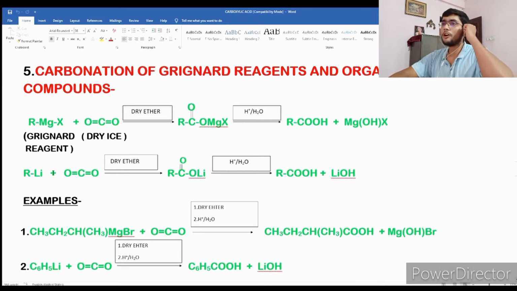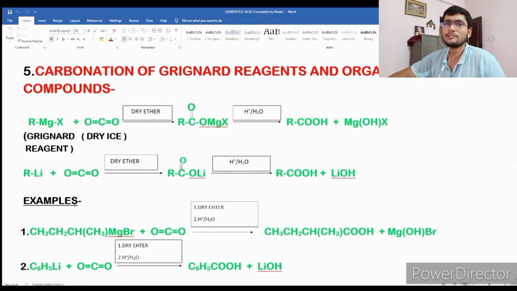The same thing goes with the organolithium compound. As you can see, this is an organolithium compound. Similarly, the addition product will be formed. This pi bond will be shifted toward this side. This will be broken as R minus and Li plus, and we will get our addition product. And by simply hydrolyzing it, we will get our final carboxylic acid.